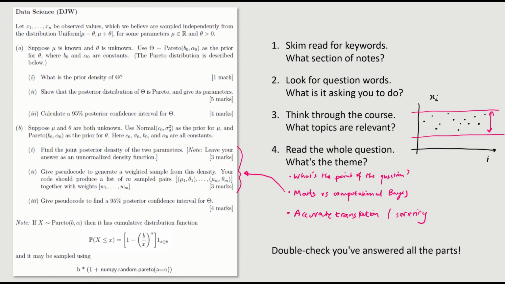Finally, double check you've answered all the parts. I always say this, there are always some students who just forget to answer one of the pieces.